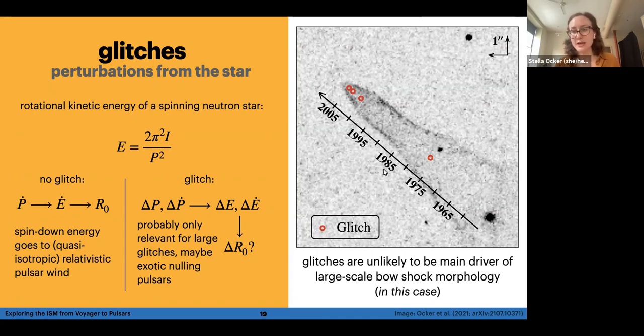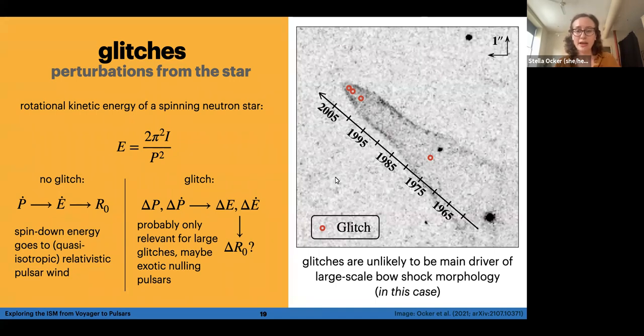So in this image on the right, I'm showing you a close-up of the bow shock nose. And this axis is showing you the direction of the pulsar's proper motion. And so these 4 red circles are indicating the location of the pulsar during a recorded glitch. And so none of these glitches appear to have been large enough to cause any observable change in the pulsar's bow shock morphology. And so it appears very unlikely that glitches are impacting the bow shock standoff radius, at least in the case of this pulsar and this bow shock.